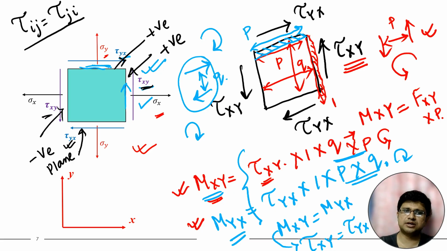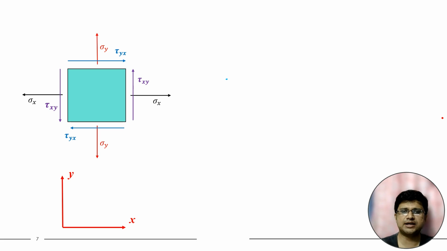These two terms are known as complementary shear stress. If one is there, another will always be there, and both terms will be the same. So tau xy and tau yx both will be the same, and we can use them interchangeably. We can use one in place of another. So this is one important thing. In place of tau yx, we can also use tau xy. Both will be the same.